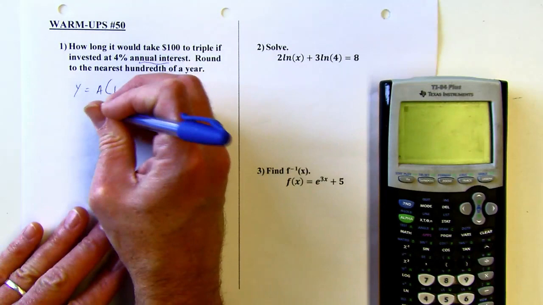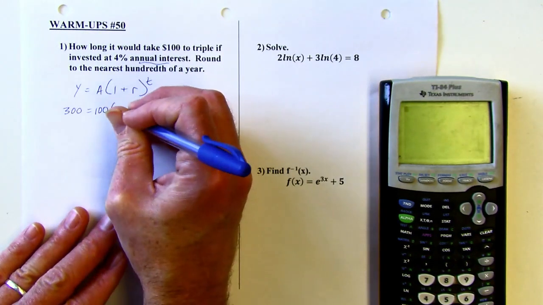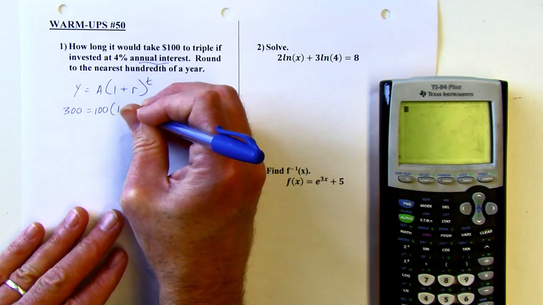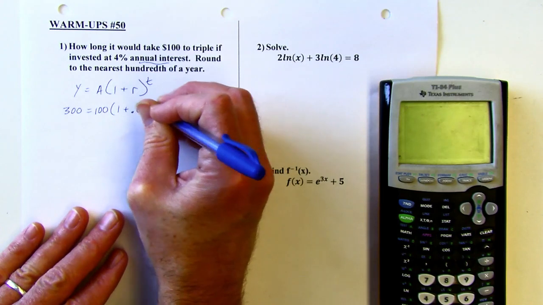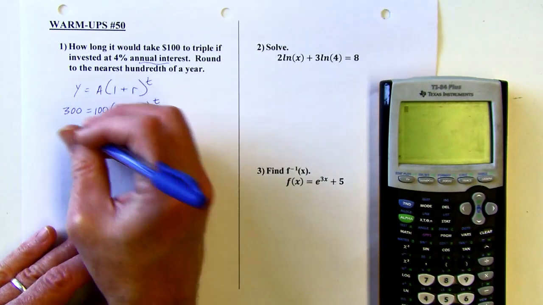100 is my initial amount. Since it's going to triple, my final amount then is going to be 300. The rate is 4%, so written as a decimal, 0.04. The only thing I don't know is the time.